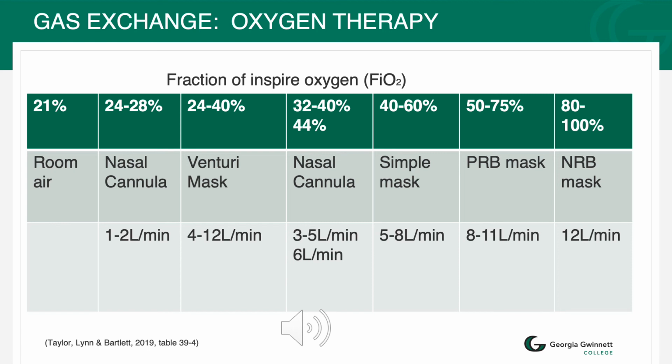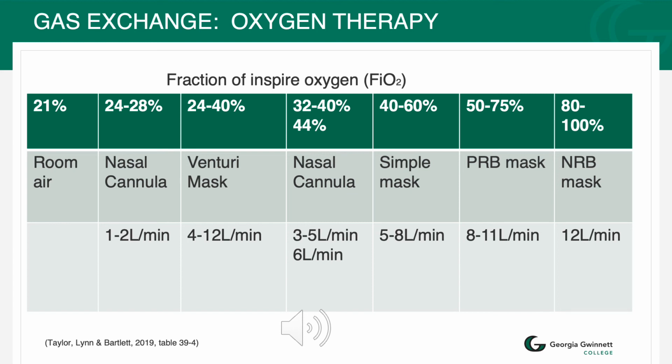If the client needs more oxygen, if that doesn't work for them, you then go up this chart, if you will. Venturi mask is a device that administers anywhere from 24 to 40%. The flow meter will be set on 4 to 12 liters respectively. And then the nasal cannula, it's the same device that you use to give the 1 to 2, can be increased up to 6 liters, and it will deliver anywhere from 32 to 44%.